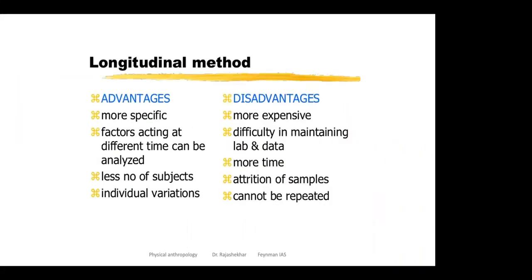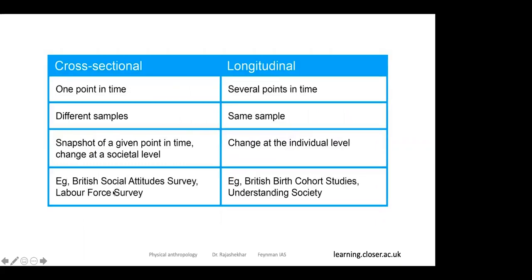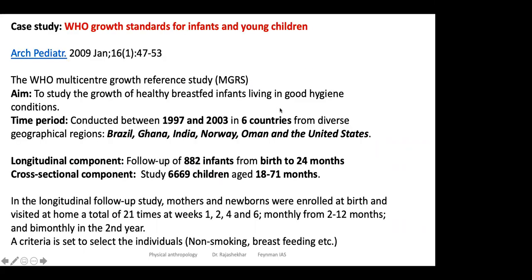Some case studies were mentioned in the slide before, if you have noticed. British Social Attitude Survey, Labor Force Survey. These well-known surveys in the UK were performed using the cross-sectional method. And similarly, British Birth Cohort Studies and Understanding Society were done using longitudinal methods. I wanted to pick something more common. So I came across a study where they're preparing an average reference point for growth chart comparison for children from any country, developed or developing. I felt this has universal use, so I picked this example. It was published in 2009, so it's a decade-old study.